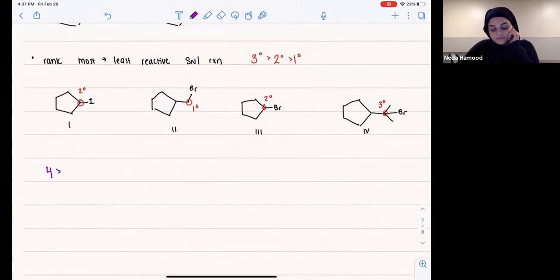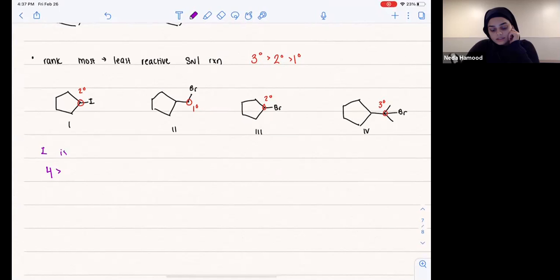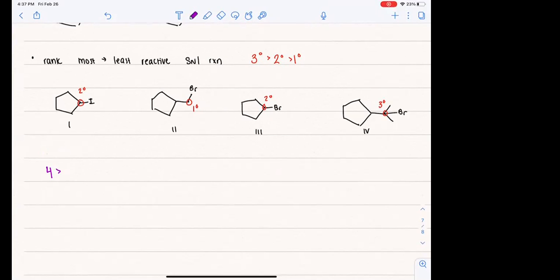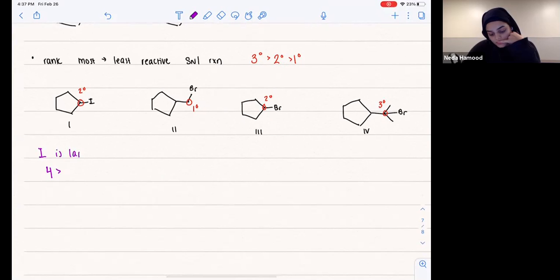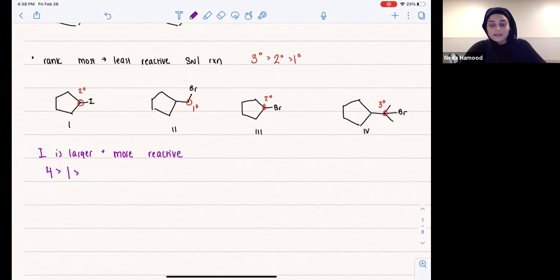4, and then? Would it be the bromine? Iodine is larger than bromine. Or no, bromine is larger than iodine. No, iodine's larger. Okay, iodine is larger and more reactive. So then what do we think is next? 1. 1, and then? 2. Yeah, and then 3, because this is a primary and that's a secondary. Yep, 4, 1, 3, 2, perfect.